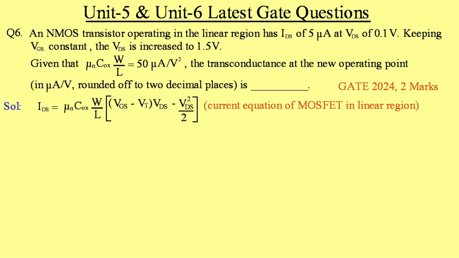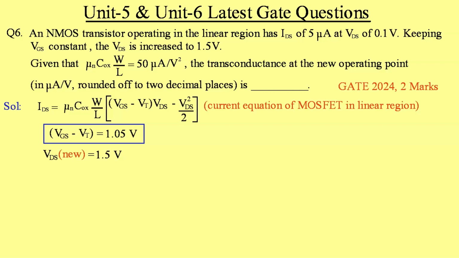We know the drain to source current equation for the MOSFET operating in linear region. All the parameters are provided except gate to source voltage minus threshold voltage, which is also referred to as overdrive voltage. After calculation, we will find the overdrive voltage to be equal to 1.05 volts. In the new case, the drain to source voltage is increased to 1.5 volt, which is greater than overdrive voltage. Therefore, when drain to source voltage is increased to 1.5 volt, the MOSFET begins to operate in saturation region.